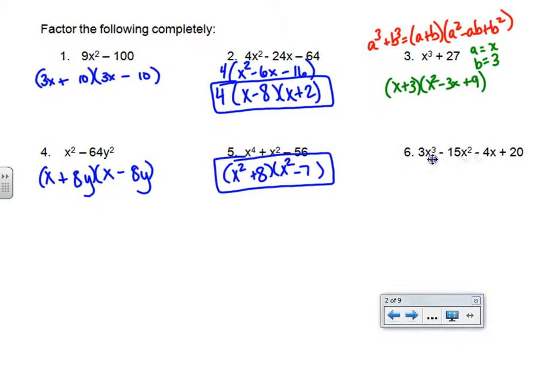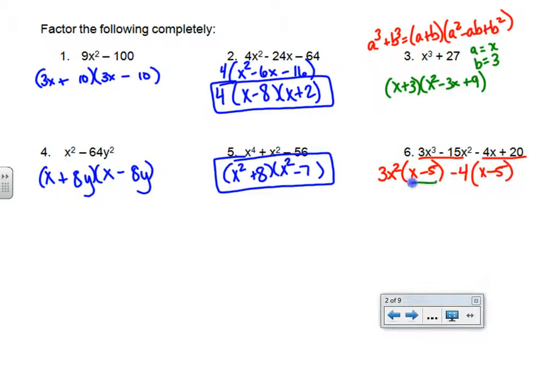And then in number 6, there's 4 terms, so I'm going to factor by grouping. I'm going to group the first 2 and the last 2. In my first group, there's a common factor of 3x squared, and when I factor him out, I'm left with x minus 5. And then in the second group, I'm going to factor out a negative 4, so that way I can have a lead term that's positive, and it's also going to leave me with an x minus 5.